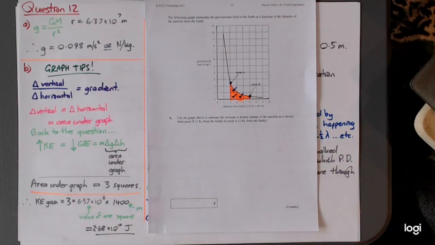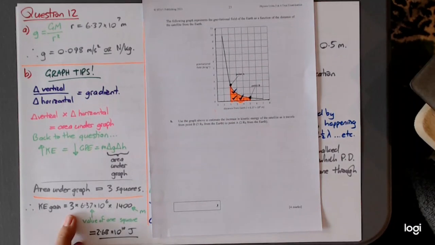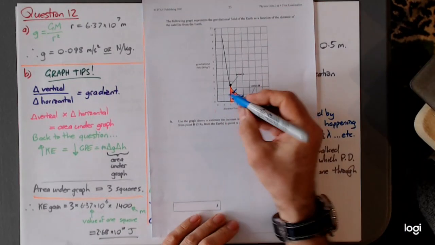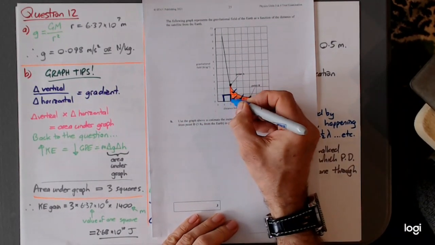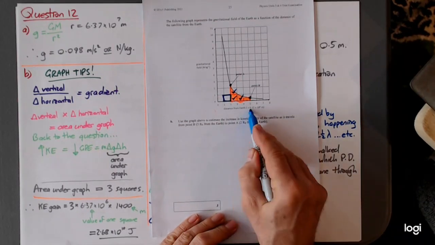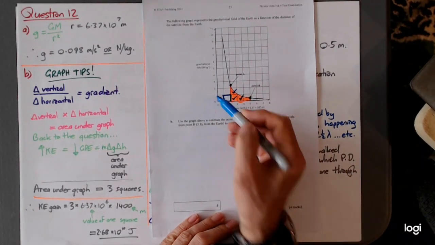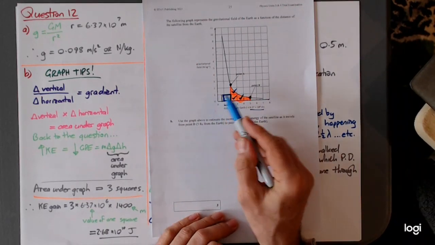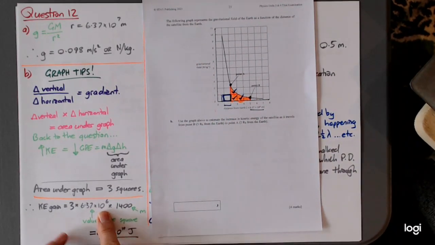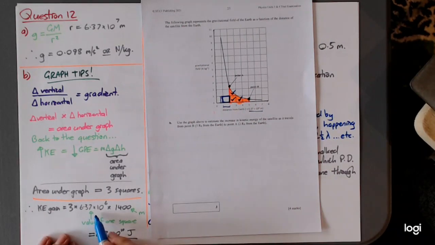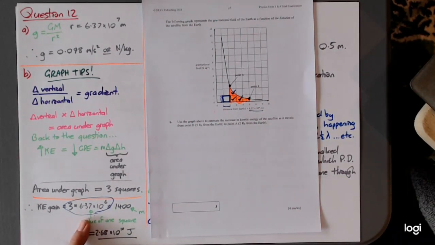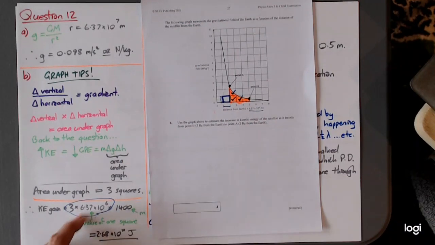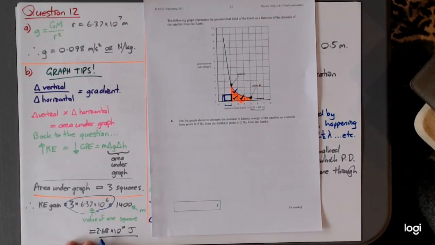So the kinetic gain is 3 squares times the value of each one of these squares, and one of these squares is that times 1, right? 6.37 by 10 to the 6 across and 1 up, so that's what it comes to. So those multiplied together, that's the delta G, delta H bit. And that's the M. So it's mgh. That's the kinetic energy gain: 2.68 by 10 to the 10 joules.